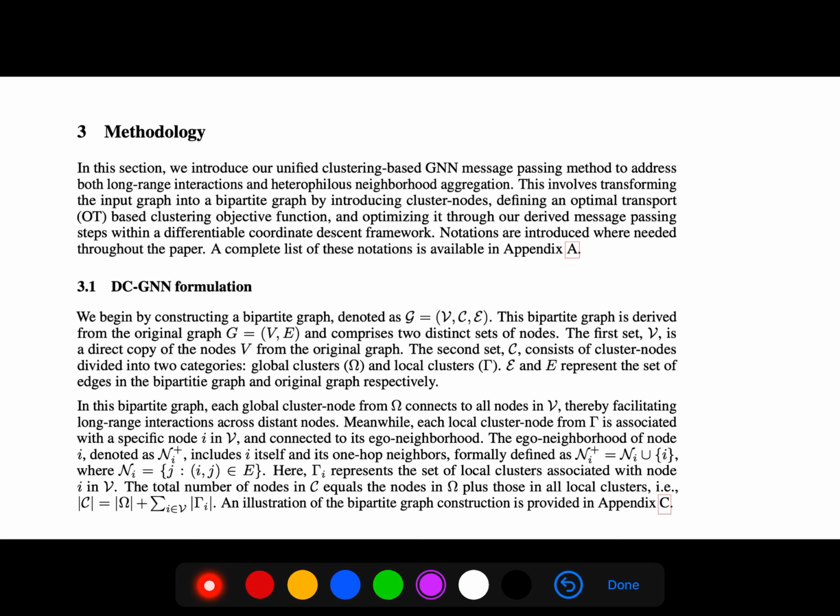So the methodology: we begin by constructing a bipartite graph. It is derived from the original graph and comprises two distinct sets of nodes. The first set is a direct copy of the nodes from the original graph. The second set consists of cluster nodes divided into two categories, global clusters and local clusters. So this is our bipartite graph.